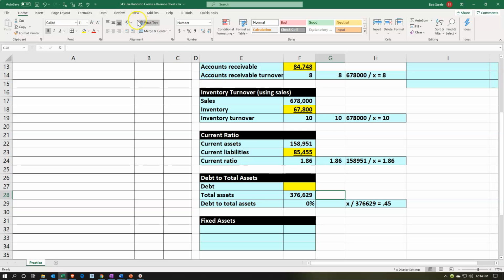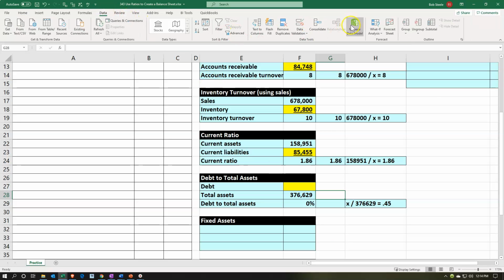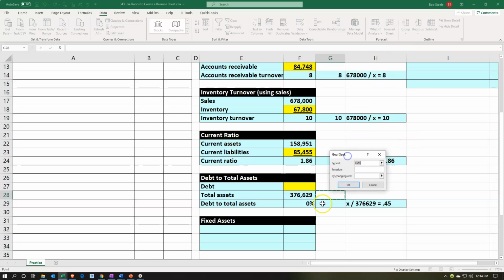Clicking off the cell somewhere, going to the Data tab. What-If Analysis, Goal Seek. Seeking the goal of setting that cell to what we know it should be, 0.45. It's in a decimal format, so get used to obviously putting it in a decimal format as opposed to a percent format. And then by changing the yellow cell, and there we have it, it does it.